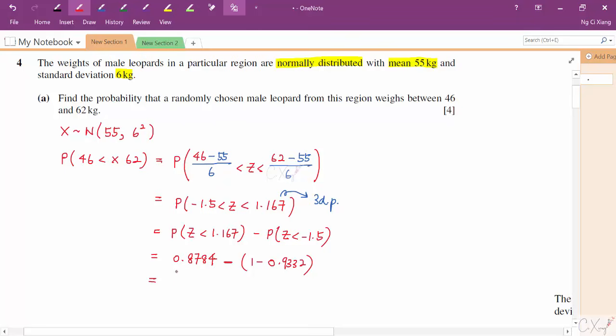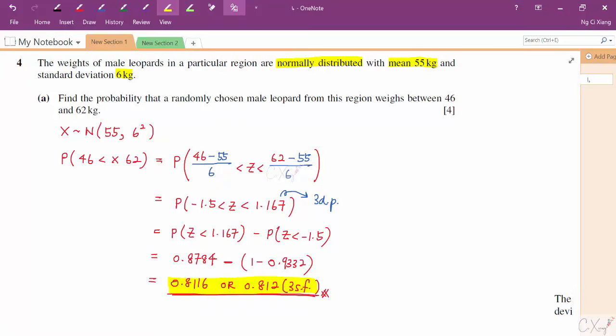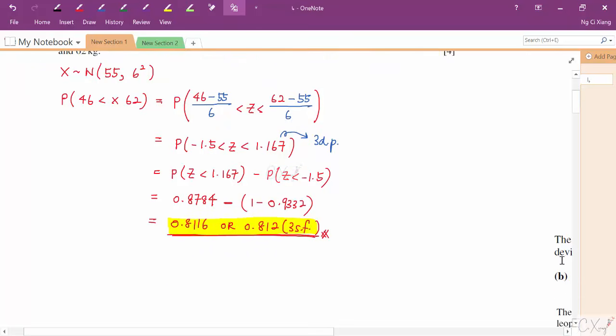From here, if you simplify all your answer, you will get 0.8116, and usually I will change it to 3 significant figures, which is 0.812. So this is how we get the answer for part A in question number 4. Now we proceed to part B.